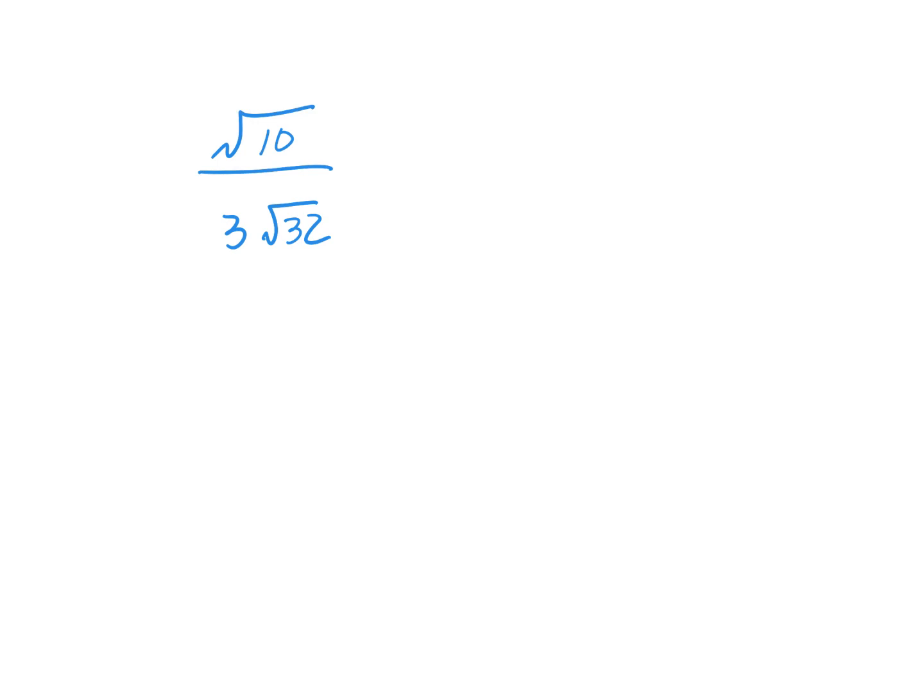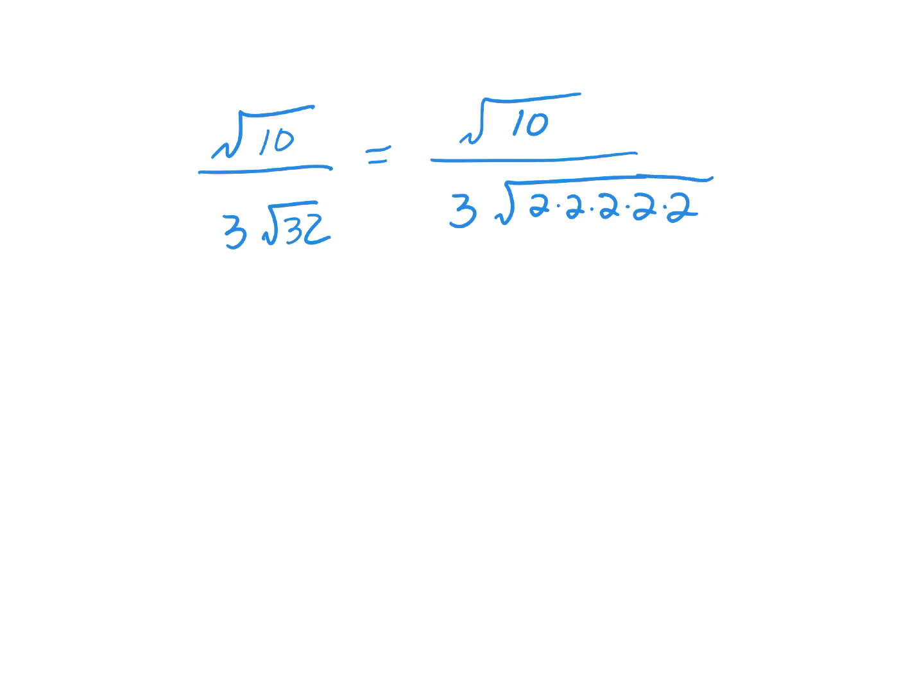But I would simplify this first. So 10 is 2 times 5, and nothing can come out of the radical. Everybody understand that? So let's leave him alone. But the 32, if you factor him, is 2 times 2 times 2 times 2 times 2. And 32 comes up a lot, so it's 2 to the 5th, so there's 5 2's. Everybody get that? So now I can pull out 2 2's.